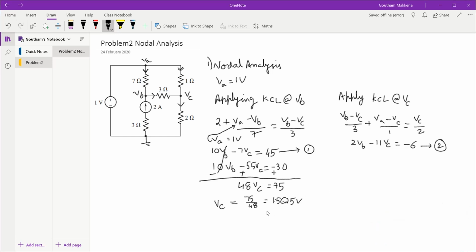Now I'll plug this VC value into equation 2. So what do I get? 2 VB is equal to minus 6 plus 11 VC. VC happens to be 1.5625, and if I solve for VB, I get VB as 5.59375 volts.